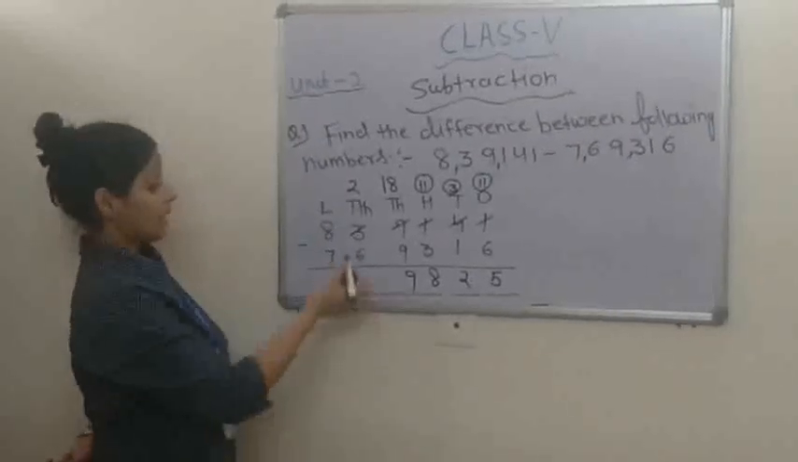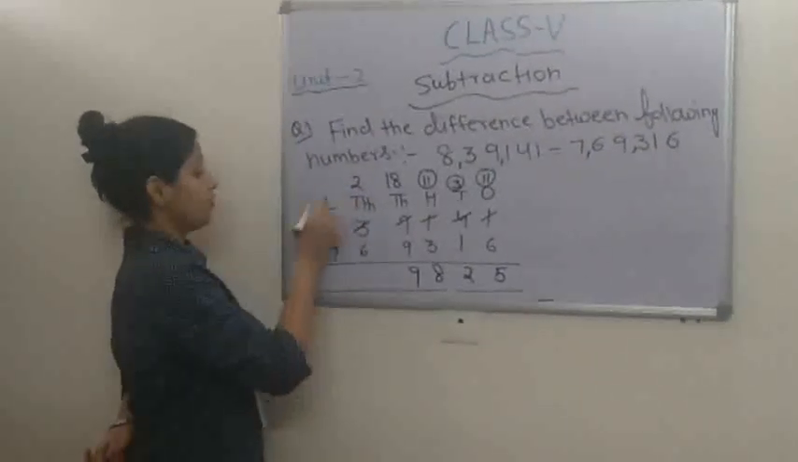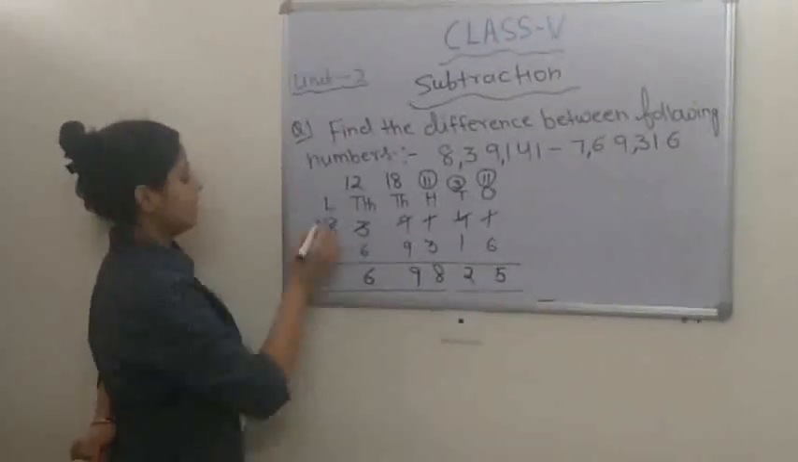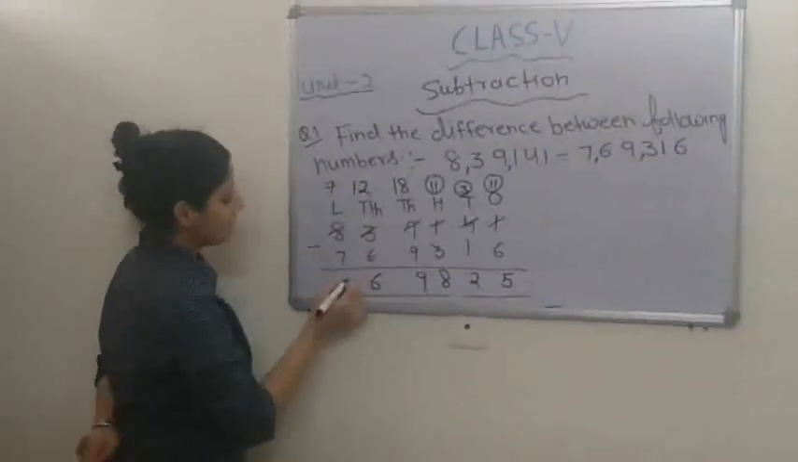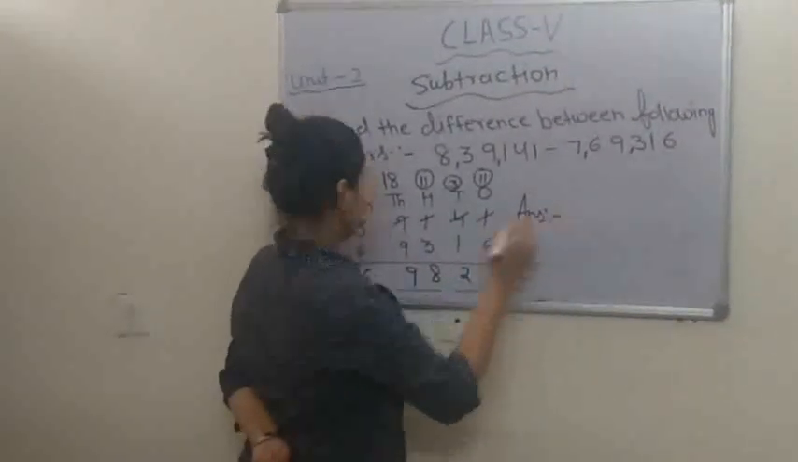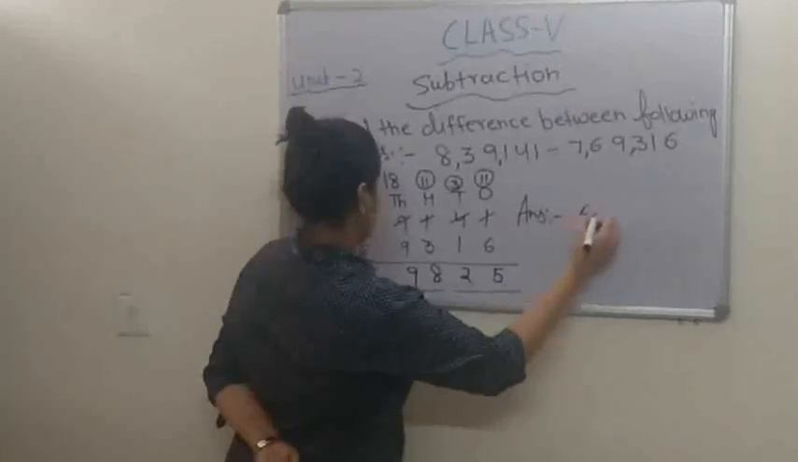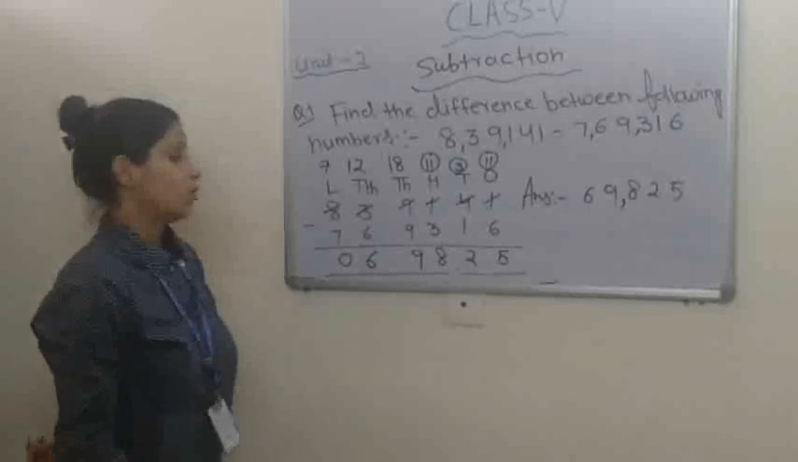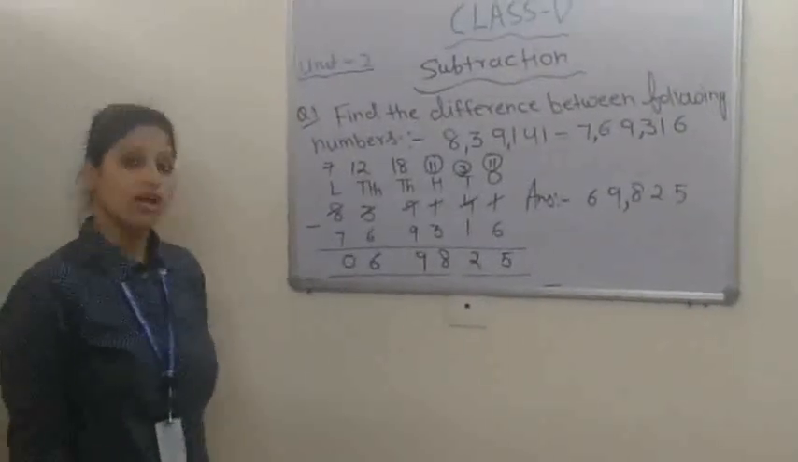Again, we cannot subtract 6 from 2. So it will borrow from the lakhs place. So 12 minus 6 will be 6 and this will be 7. 7 minus 7 will be 0. So finally, what did you get as the difference? It is 69,825. This is your difference. Okay?